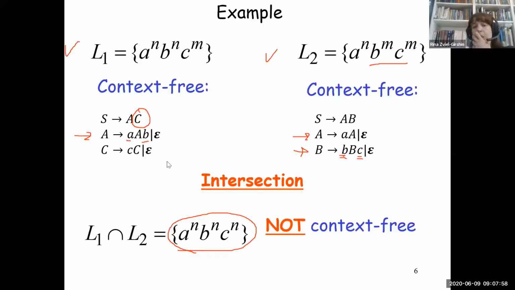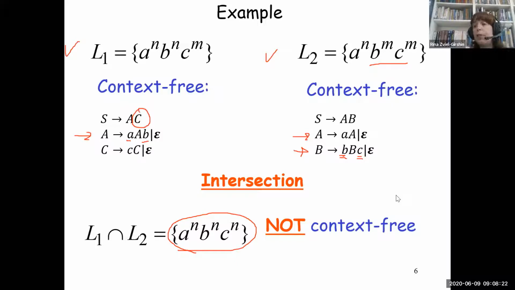So I define an intersection of L1 and L2. The intersection of L1 and L2 is the language where the number of A's equals the number of B's, and the number of B's equals the number of C's. So we are talking about A to the power of n, B to the power of n, C to the power of n. And this language is not a context-free language.